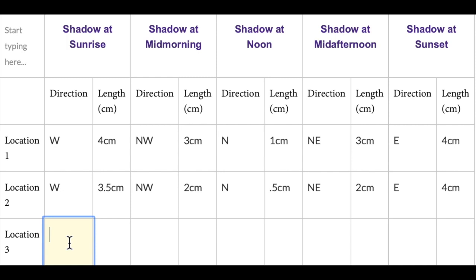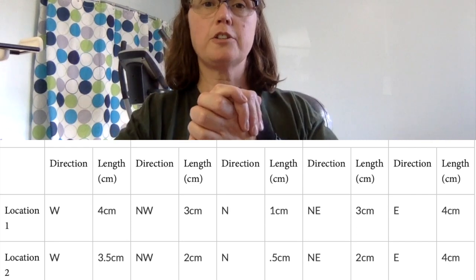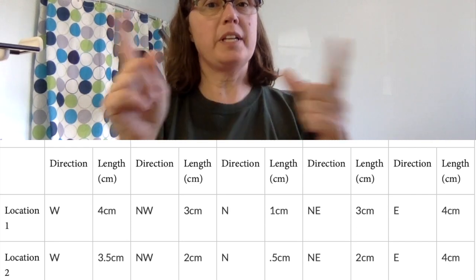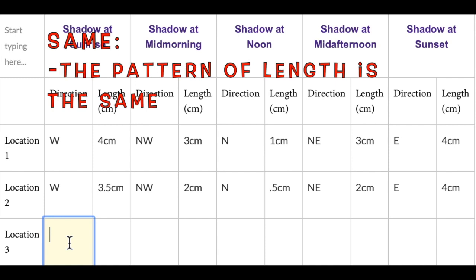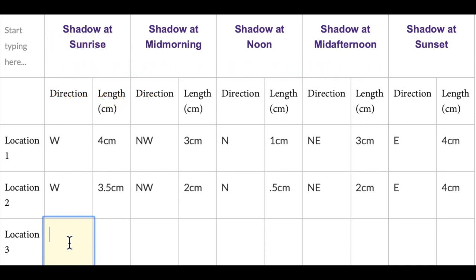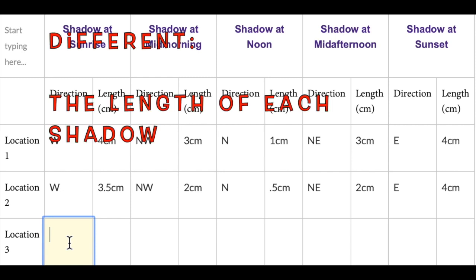Compare location 2's data to location 1. Compare and contrast. What is the same? What is different? The direction that the shadow points throughout the day is the same for both locations. The pattern of length is the same. It's long at sunrise, short at noon, and long again at sunset. What is different about the data for location 2? The length of the shadows is different.